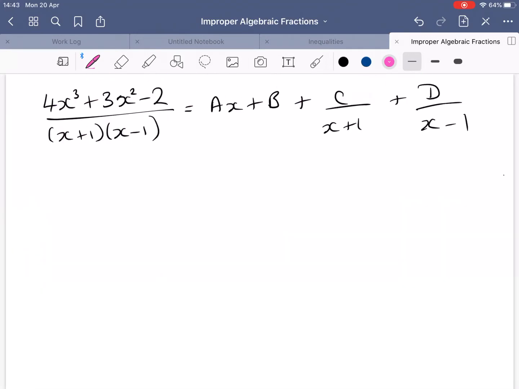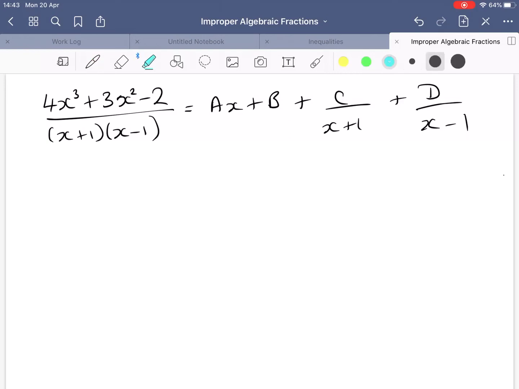Right, do one more example. Again, just trying to put it up a little bit harder. Sometimes you don't always realise you've got an improper fraction. So the first thing you've always got to do with any of these is think, what is the degree of the polynomial in the numerator and the denominator?